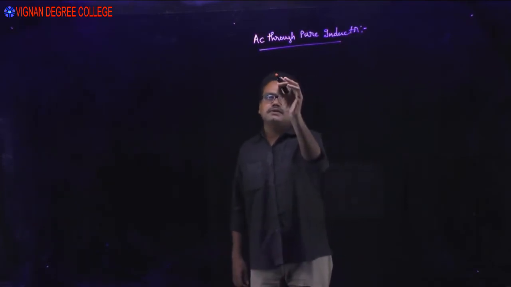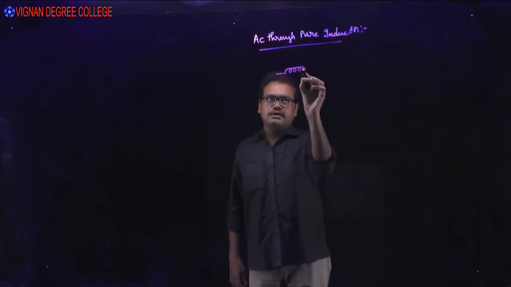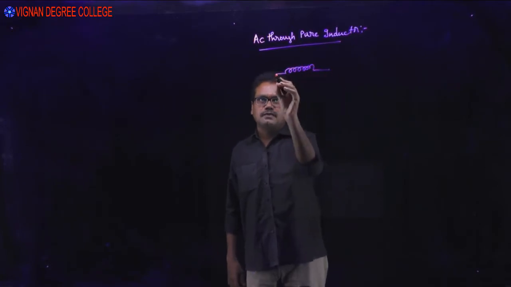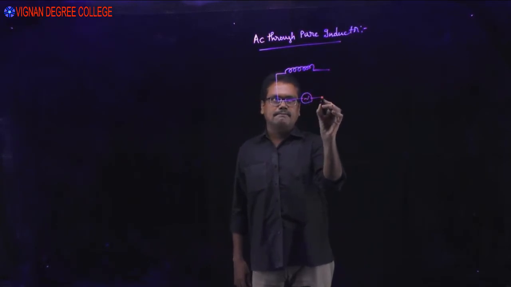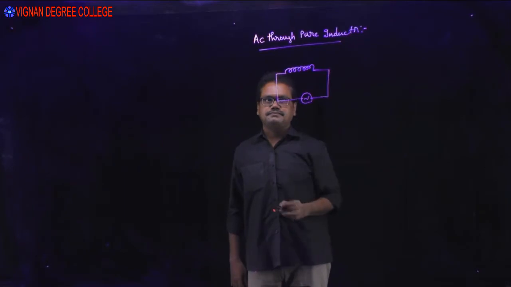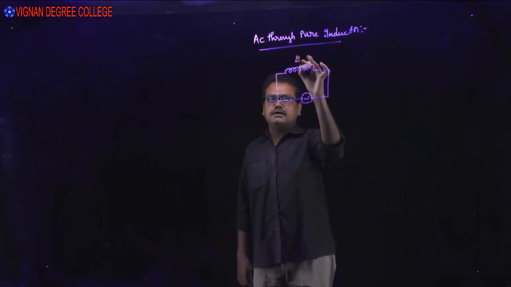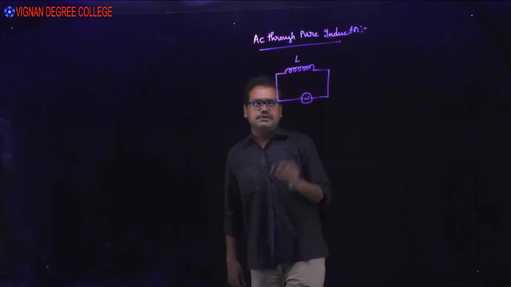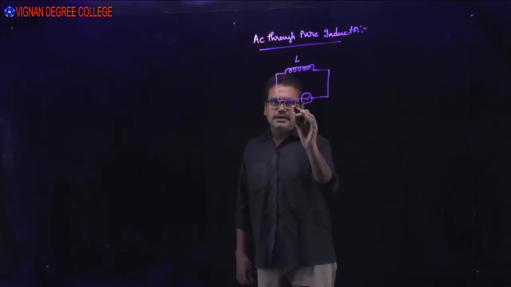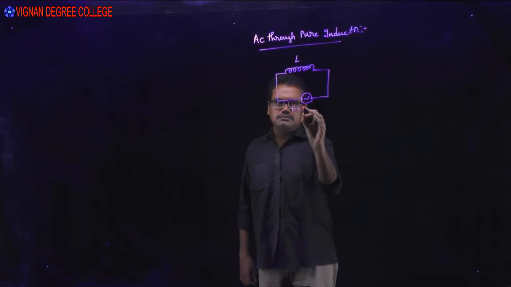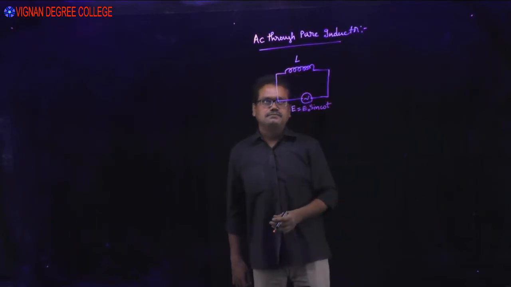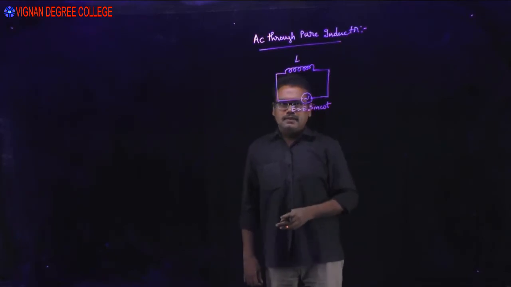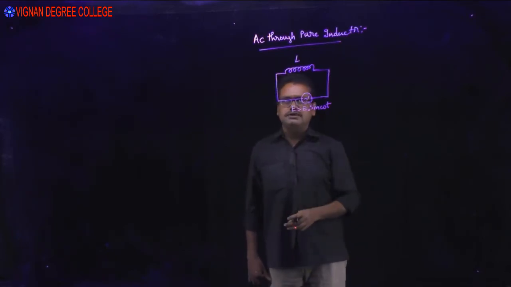Here an inductor is connected to an AC source. Let L be the inductance of the inductor and the applied EMF is equal to E naught sin omega t. Here also we are going to derive the relation between applied EMF and current flowing through the inductor.